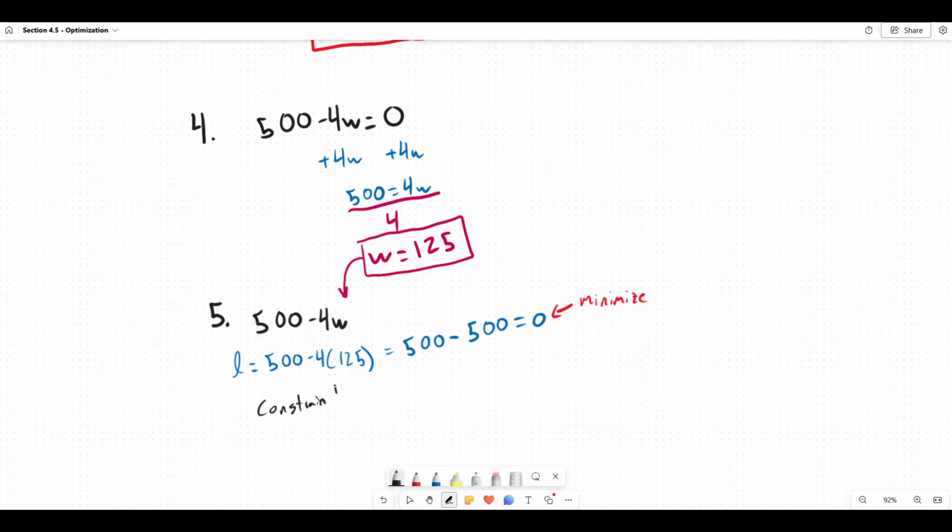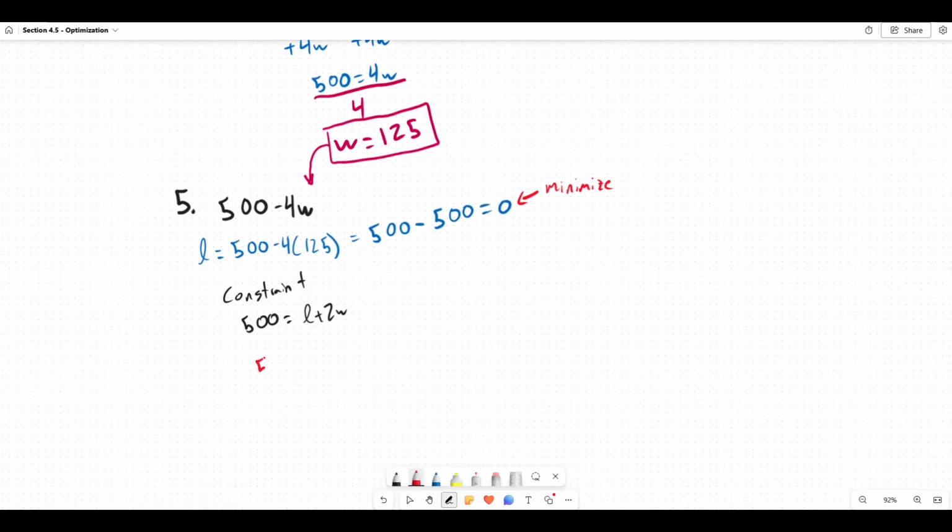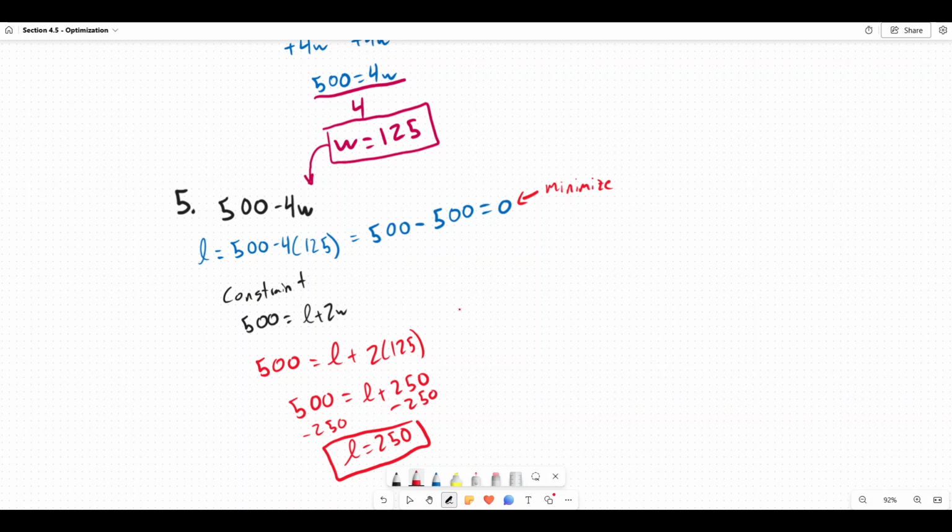Let's plug our solution back into the constraint, which, reminder, our constraint was 500 equals L plus 2W. And if W is 125, this is 500 equals L plus 2 times 125, or 500 equals L plus 250. That one I'm confident to do in my head. And just like that, we get that L equals 250. Now please note, this represents the maximum, whereas the 0 represents the minimum.